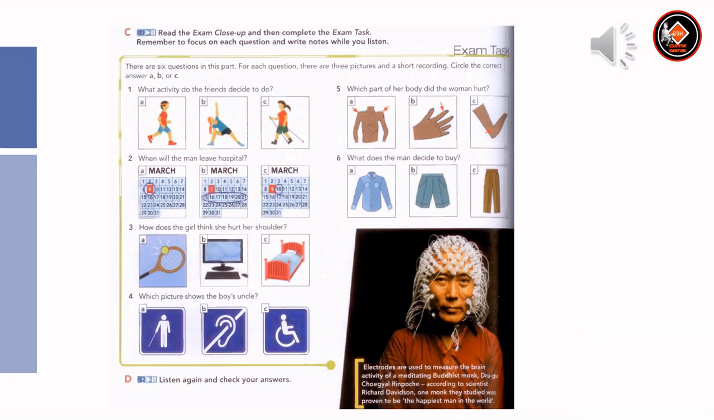Listening, Unit 12, page 152, C. There are 6 questions in this part. For each question, there are 3 pictures and a short recording. Circle the correct answer A, B or C. 1. What activity did the friends decide to do?